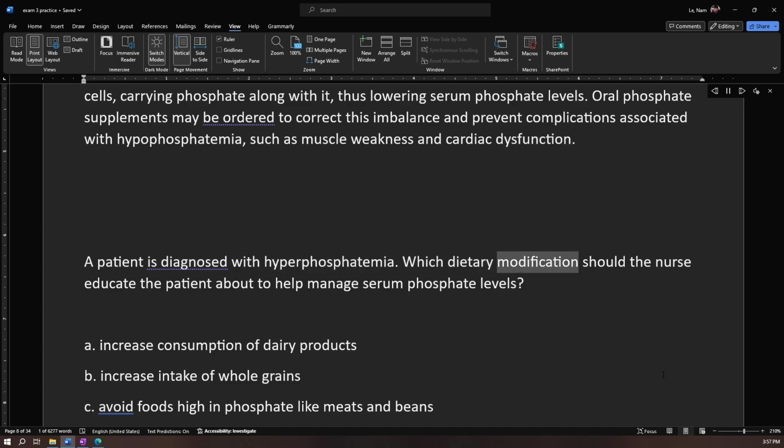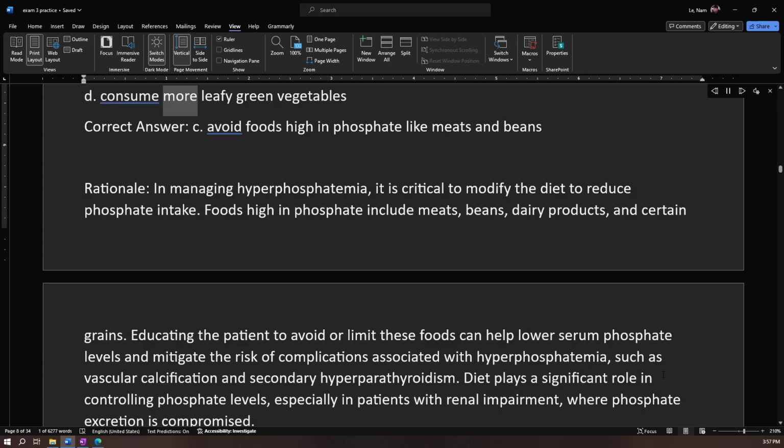A patient is diagnosed with hyperphosphatemia. Which dietary modification should the nurse educate the patient about to help manage serum phosphate levels? A. Increase consumption of dairy products. B. Increase intake of whole grains. C. Avoid foods high in phosphate like meats and beans. D. Consume more leafy green vegetables. Correct answer: C. Avoid foods high in phosphate like meats and beans.